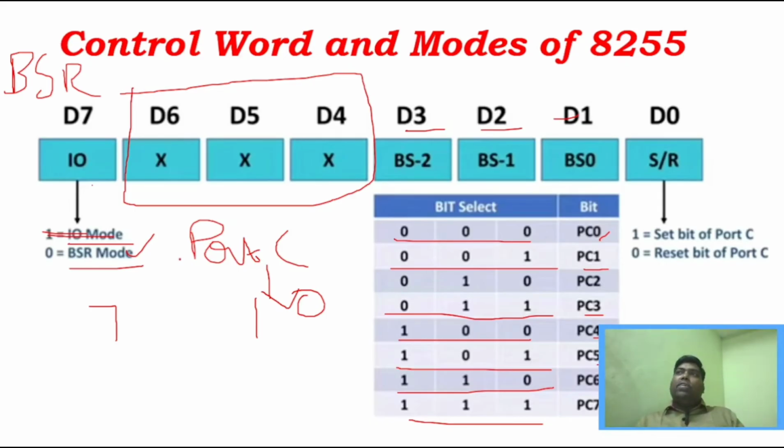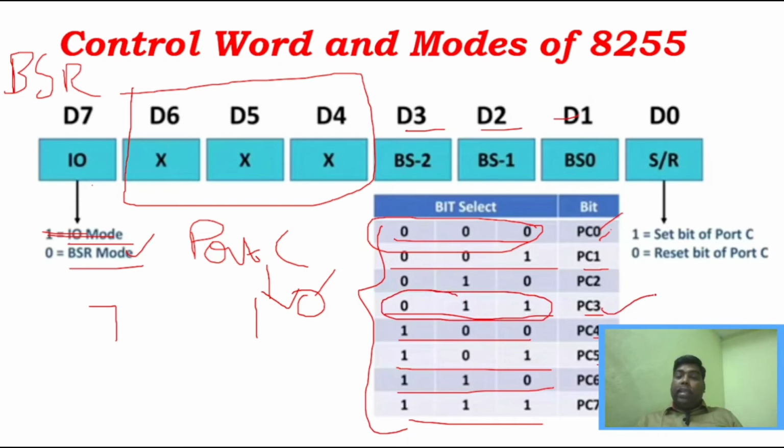So we ought to understand which bit is selected in these 8 bits. That will be determined by these 3 pins. The status of these 3 pins, 0, 0, 0, selects PC0. This value determines which bit. If this value is 0, 0, 0, then bit 0 is selected in port C. Similarly, if the condition is 0, 1, 1, then the 3rd bit, that is the 4th bit, PC3, is selected.